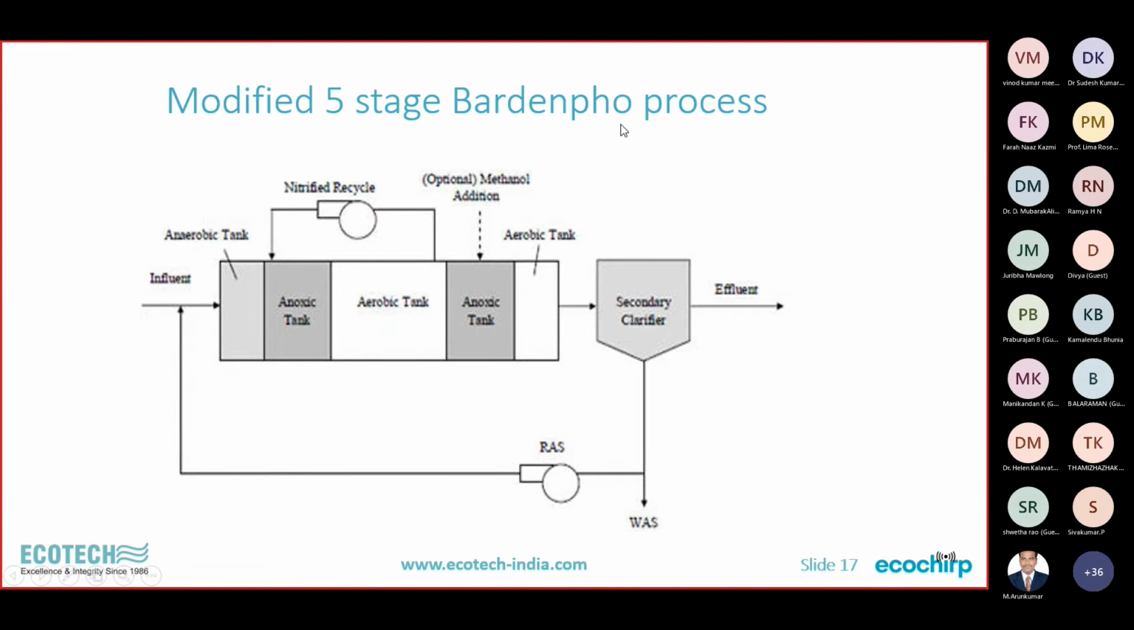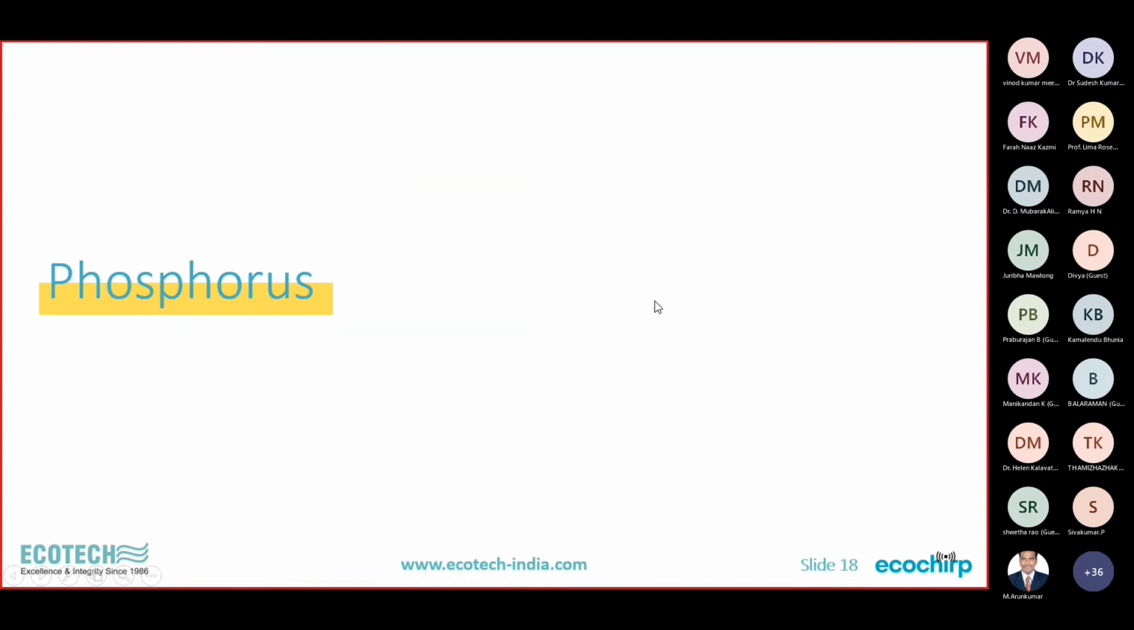This is the modified 5-stage Bardenpho process, which I said. First is the anaerobic tank, followed by anoxic tank, aerobic tank, anoxic tank. This also does phosphorus removal, in fact. That is the reason the anaerobic tank was introduced. Secondary clarifier and effluent. And this is the recycle sludge, mixed liquor recycle, methanol addition, as I said. Methanol addition to give sufficient food for the denitrifying bacteria, and the aerobic tank to bring back the dissolved oxygen level so that the secondary clarifier works well. So this is the modified 5-stage Bardenpho process which we used.